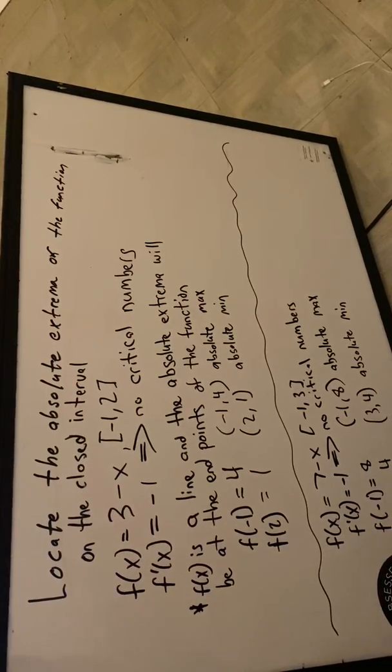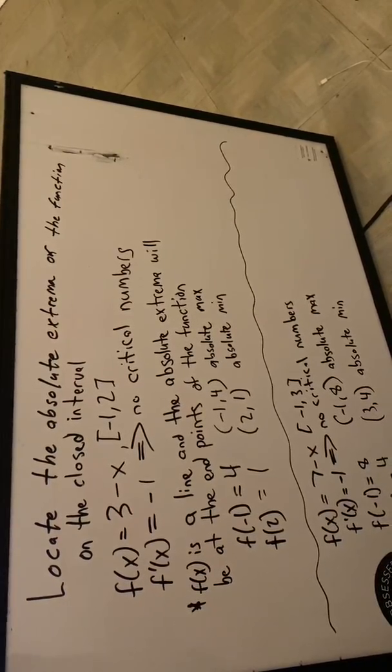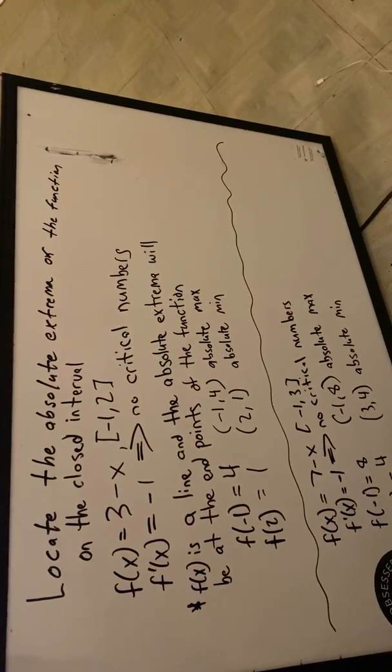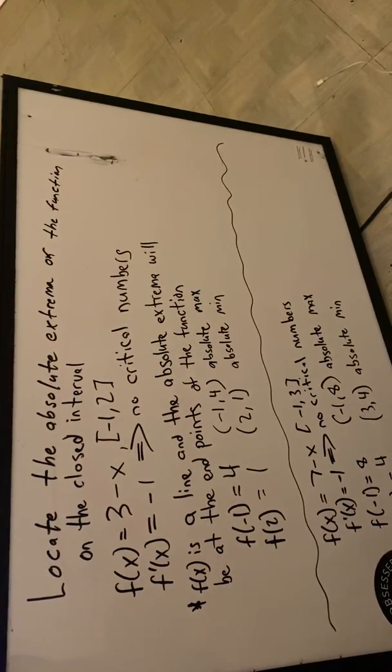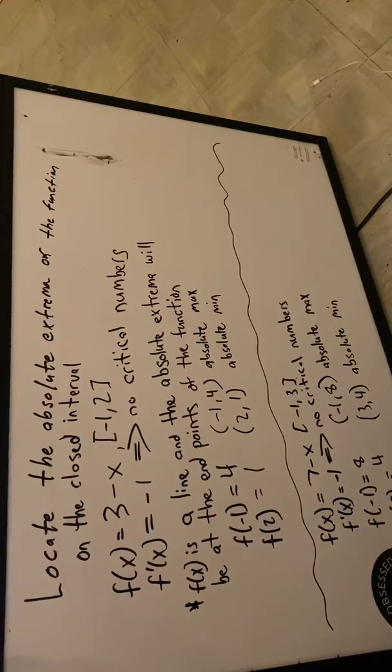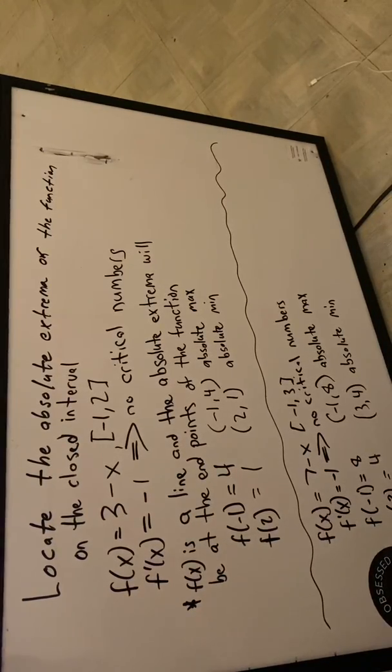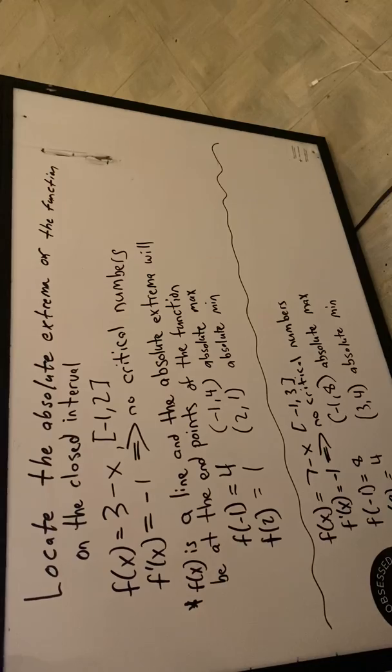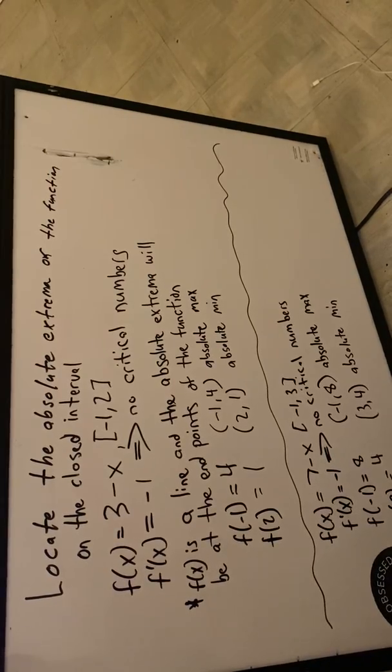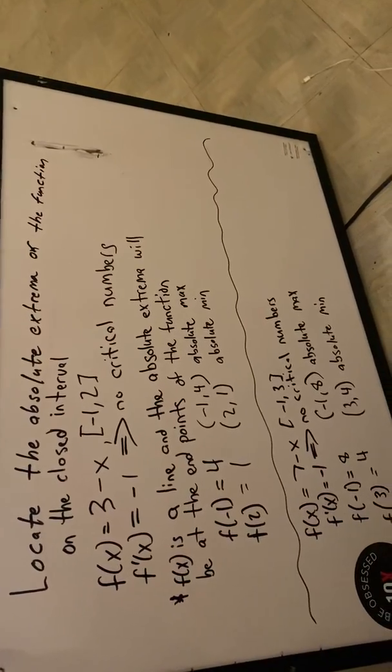We're going to plug in 2. F of 2 is equal to 1. So basically when you plug in negative 1 to 3 minus x, you get 4. When you plug in 2 to 3 minus x, you get 1. And so negative 1 and 4 is your absolute max. 2 and 1 is your absolute minimum, okay?